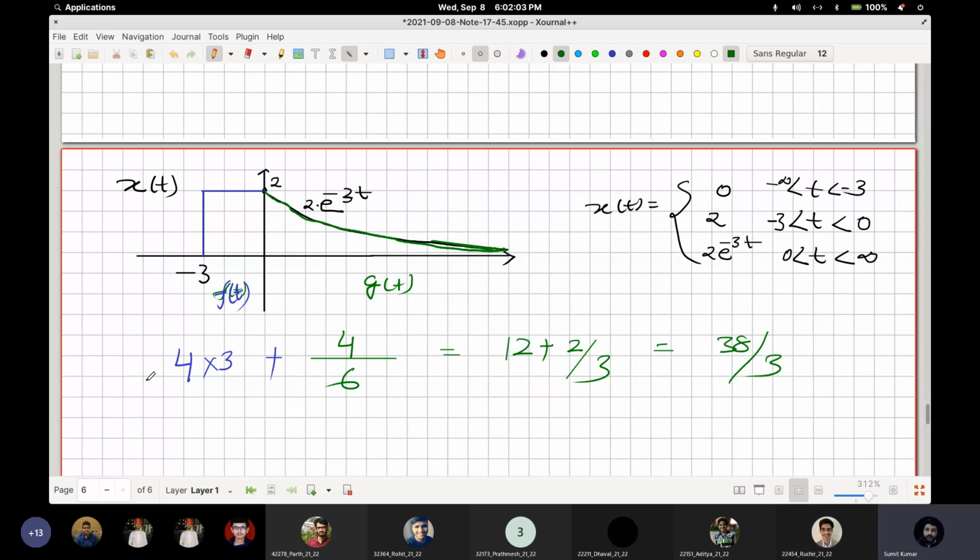You can do it by regular integration as well. It's not that difficult. We are integrating this part, which will be very simple, and this part is also going to be very simple. You can easily do that.